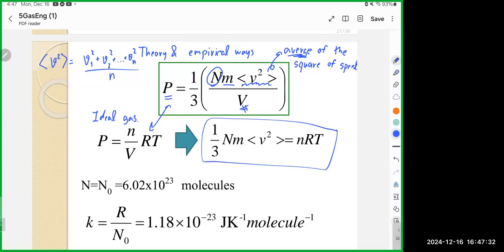As you can see, right now the average of the velocity square would be proportional to temperature. Because in the system, you can fix the number of the particles, right? And the mass of each molecule is fixed. So n right here is fixed and R is fixed. So right now, we can find that v-squared right here is proportional to the temperature. Okay.